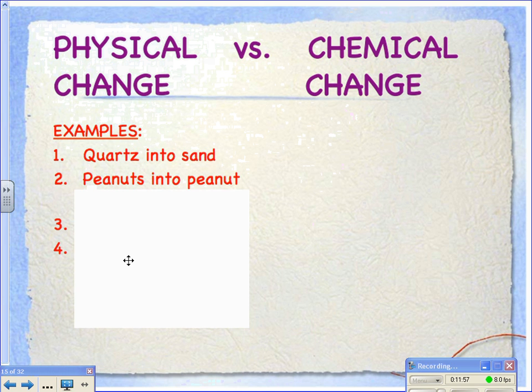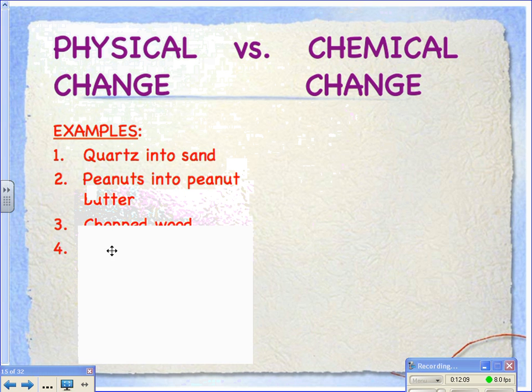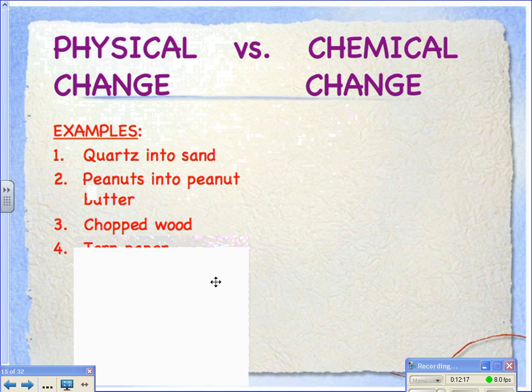Peanuts into peanut butter. It's still peanuts. It's just that now you have changed its shape. You've turned it into a more liquidy shape instead of its solid peanut form. Okay. Chopped wood. You start with a piece of wood, you chop it down, down, down, you still have wood. You haven't turned it into anything different, you've only made it smaller. Tearing a piece of paper, again, the little pieces are still paper. You haven't changed that fiber we call paper into anything different.